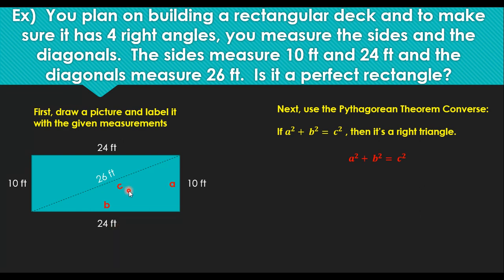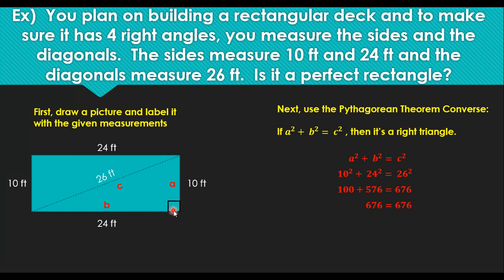So plugging them in, 10 squared plus 24 squared should equal 26 squared. And then we use our calculations, and we find out that 10 squared is 100, 24 times 24 is 576, and 26 squared is 676. Now, simplify the left side. 100 plus 576 is 676, so I can verify, yes, this is a right triangle. So I know I have this. This is 90 degrees, right?